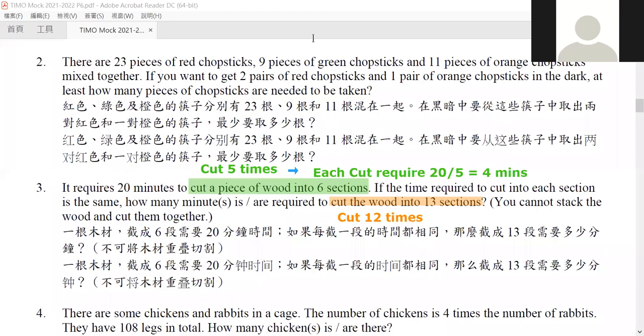Okay, so by this, you can immediately get our answer. If you cut 12 times, the time you take would be equal to 4 times 12, and it will be equal to 48 minutes. So our answer is 48.